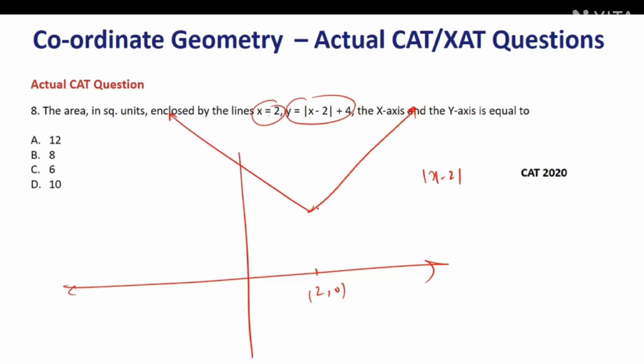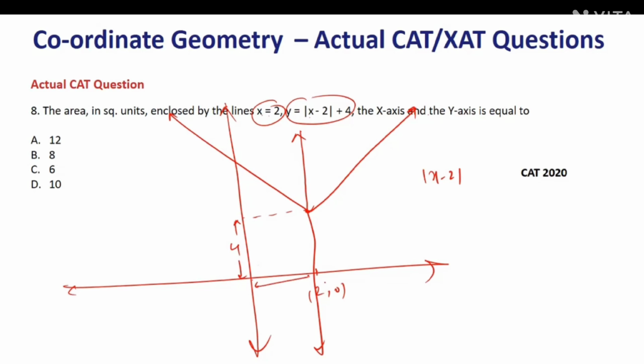And x is equal to 2, which is the line passing from 2, 0. So the area enclosed by these lines, x-axis and y-axis, is the area that we want to calculate. Let's see how we calculate this. This is 2, 0. This point, this is 4. We had shifted this by 4 units. So this is 4 and this is 2.